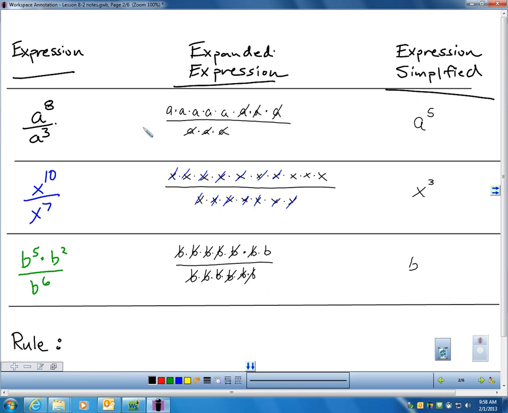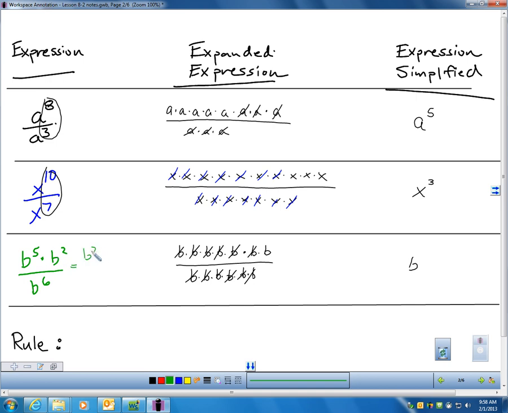I think by doing these 3, some of you have probably already found a quick mental shortcut to doing each of these. It's as simple as subtracting the exponents. So do you notice here, when I'm dividing with the same base, I can just subtract the exponents. 8 minus 3 was 5. I have the same base, x here, 10 minus 7 is 3. And I have the same bases here. Now remember, this would be the equivalent of b to the 7th.